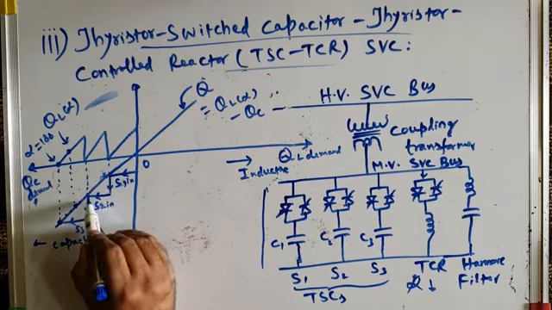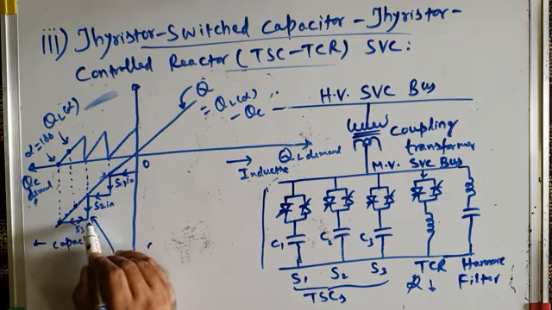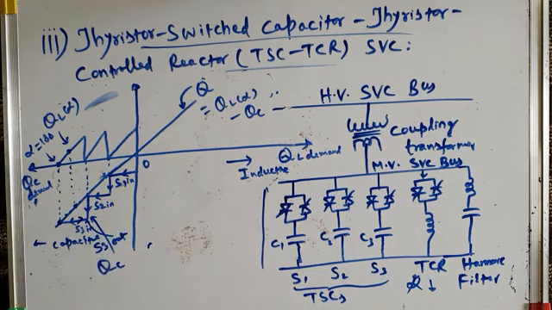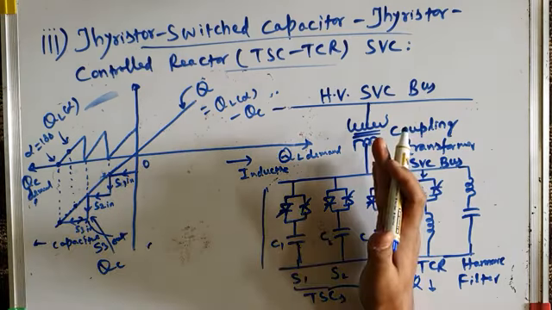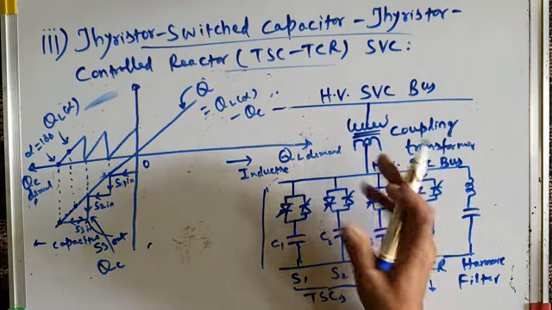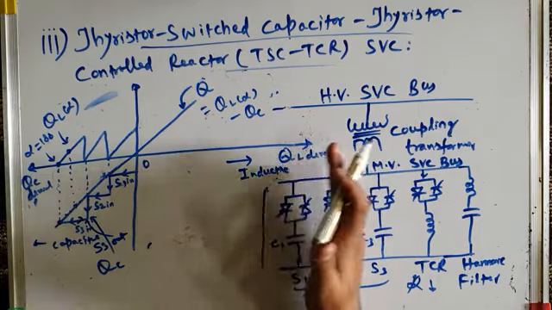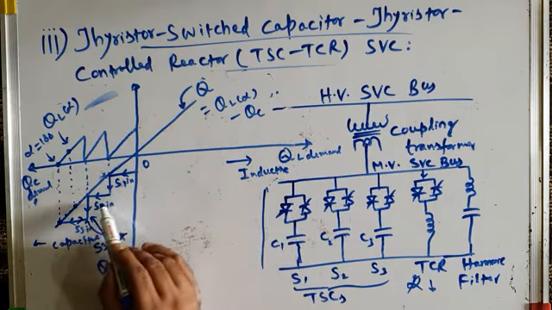Then what will you do? S1 was on, S2 was on, S3 was on. After some time S3 has to be turned out. I will write S3 out. Now S3 has to be turned out. So S3 will be off by making its delay angle equal to 180 degrees. So it will be off. Only 2 of these TSC branches are now on. You can see S1 is on and S2 is on.